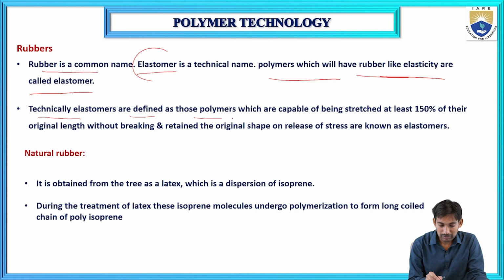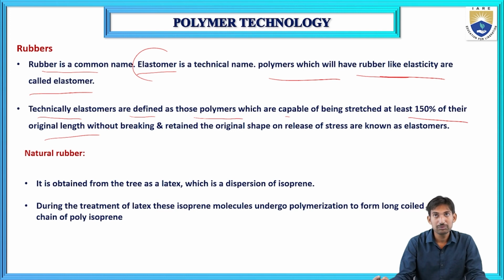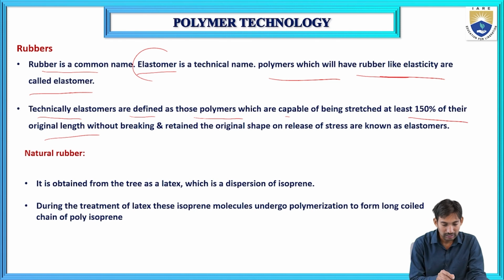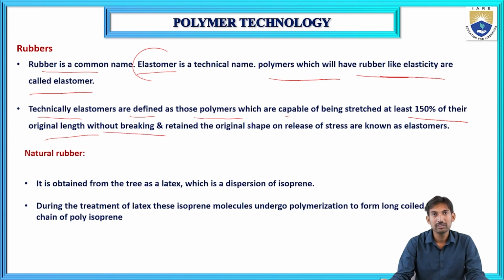Technically, elastomers are defined as those polymers which are capable of being stretched at least 150% of their original length. If you stretch an elastomer up to 150% of its original length without breaking, and it retains the original shape on release of stress, it is known as an elastomer. The length of the polymer will not break and it retains the original shape after releasing the stress.